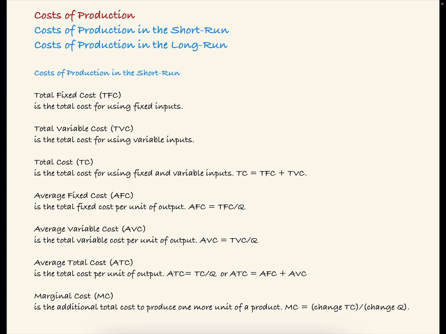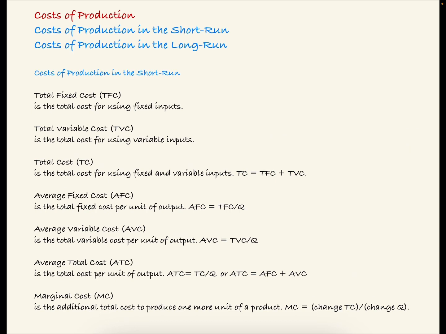Now we have average fixed cost, or AFC, which is the total fixed cost per unit of output. We can calculate average fixed cost by dividing total fixed cost by the quantity. Average variable cost, or AVC, is the total variable cost per unit of output. Average variable cost is equal to the quotient of total variable cost and quantity.